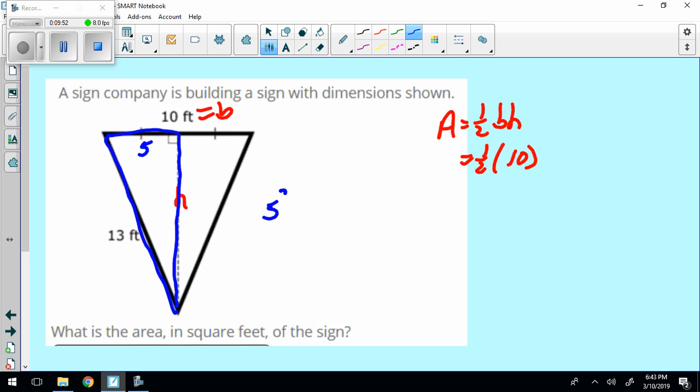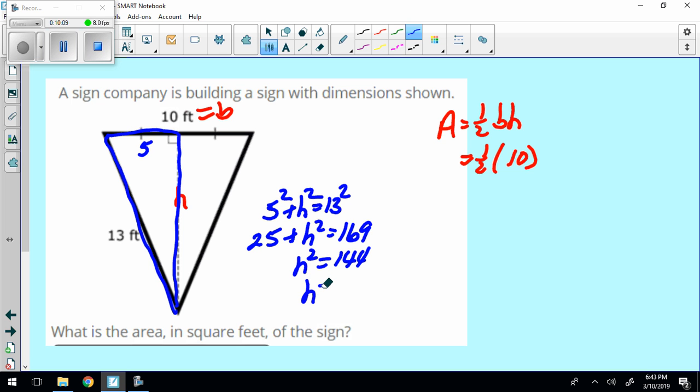So you would be saying 5 squared plus 8 squared equals 13 squared. We'd be using the Pythagorean theorem. 13 squared is 169. Take away 25, it's 144. And one number times itself is 144, that is 12. We'll put in a height of 12. 10 times 12 is 120, and half of that is 60. So this area would be 60 square feet.